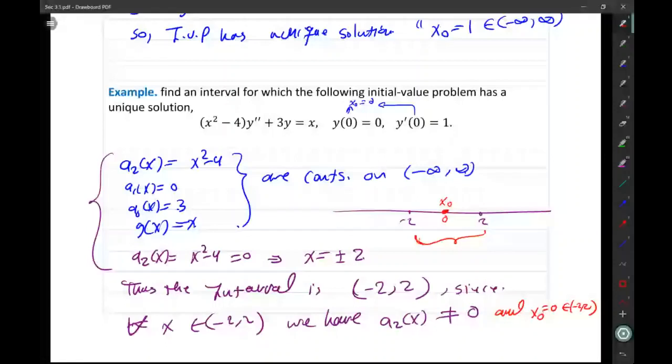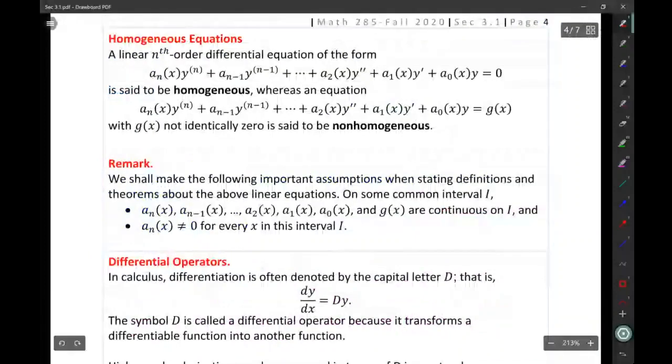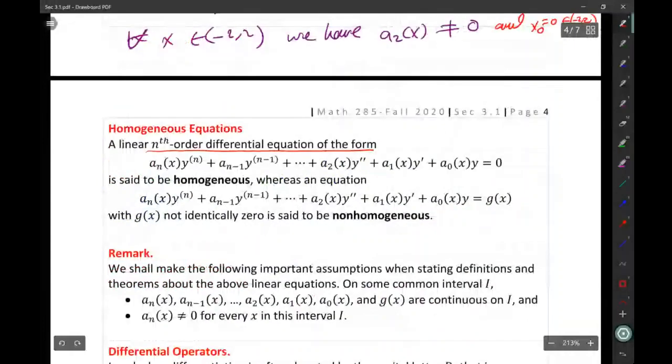Let's look at the homogeneous equation. What's the meaning of homogeneous equation? A linear nth order equation written in the form a_n(x) times the nth derivative of y plus and so on, equal to zero, is said to be homogeneous.